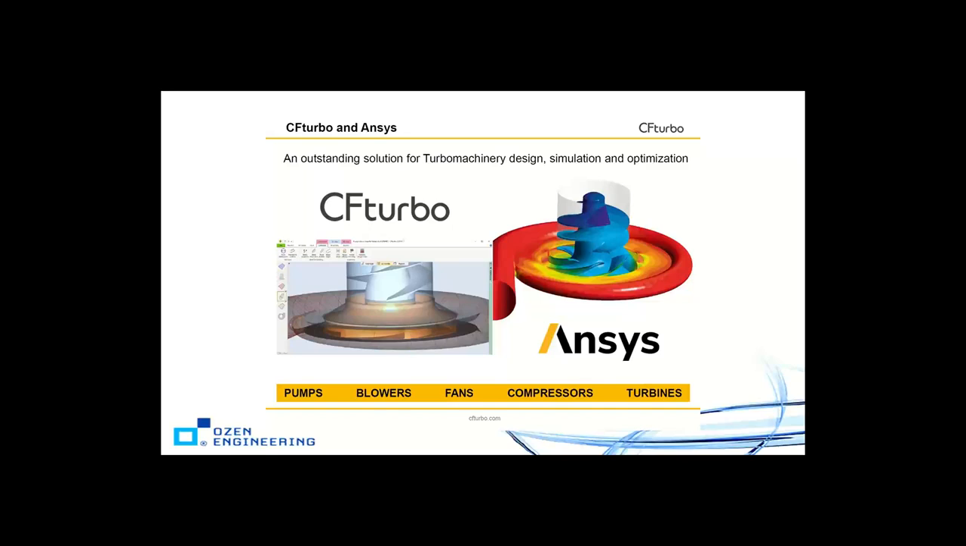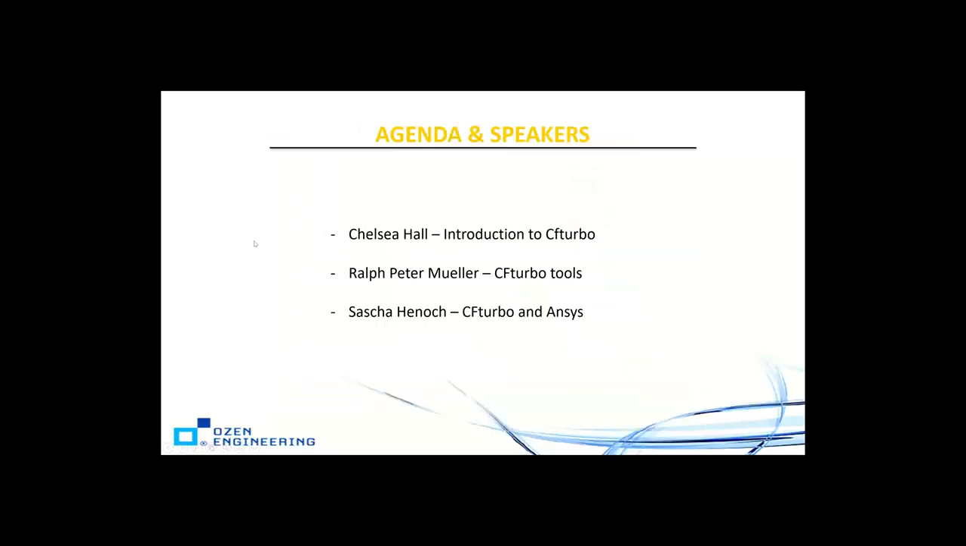CFturbo is an outstanding solution for turbomachinery design, simulation and optimization, anything from pumps, blowers, fans, compressors, and turbines. It is used in the design. Then whatever design we work on, we can bring it into Ansys tools to do CFD, and maybe follow that with fluid structure interaction to do the structural simulations. So we are very excited about the engagement with CFturbo.